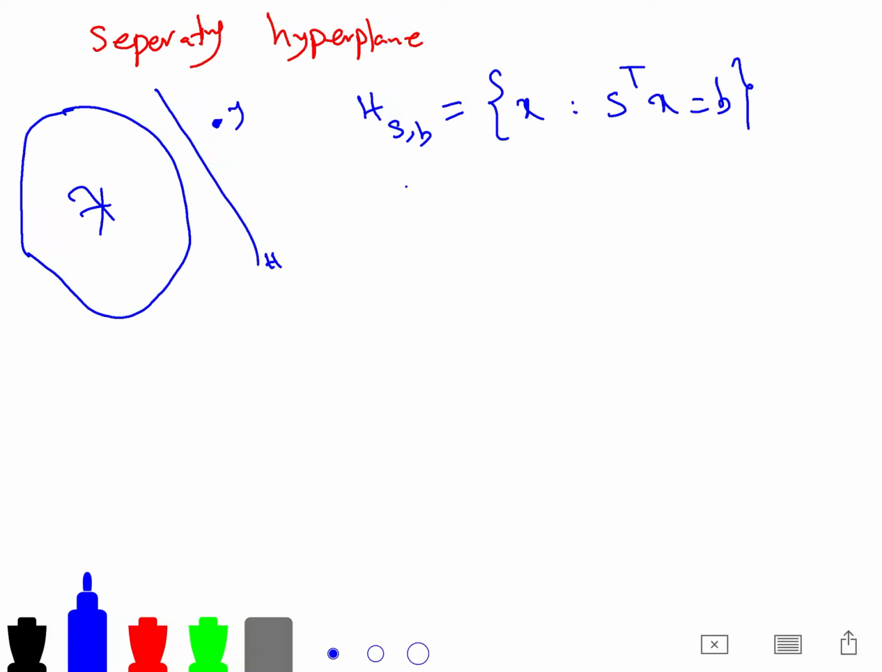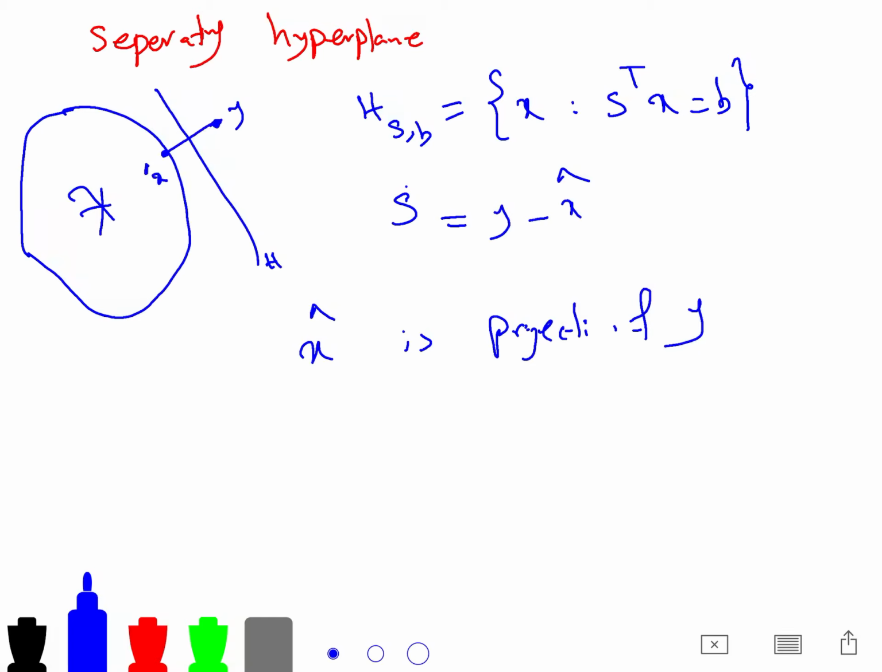So H plus and H minus are the different sides of the hyperplane, and it can be shown that s is y minus x hat. So x hat is the projection of y. If it comes here, this is x hat. This is the projection of y onto X. So this is the important separating hyperplane theorem in functional analysis, and here it's so easy because we are just dealing with Rn.